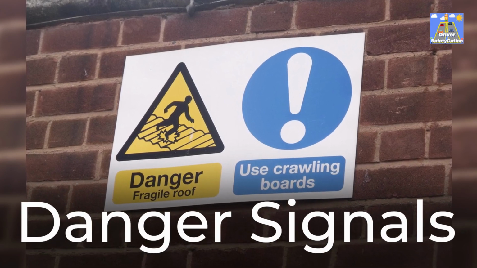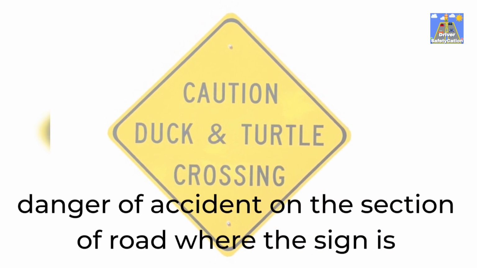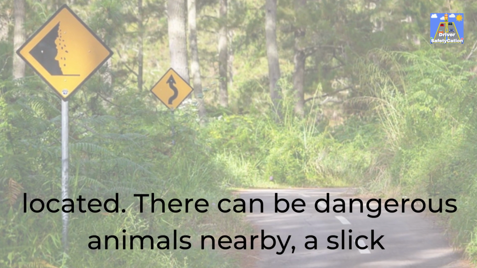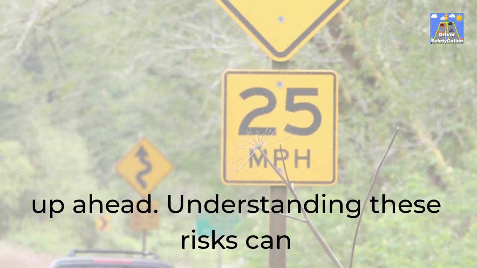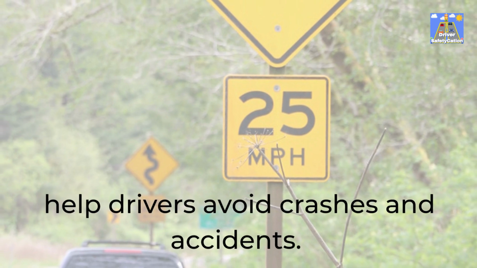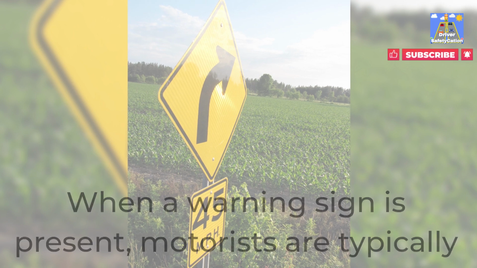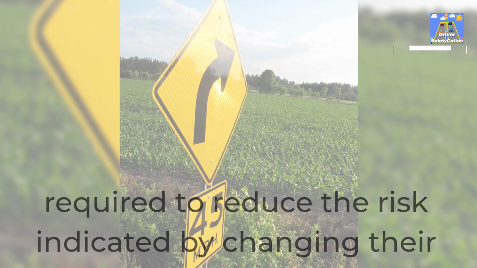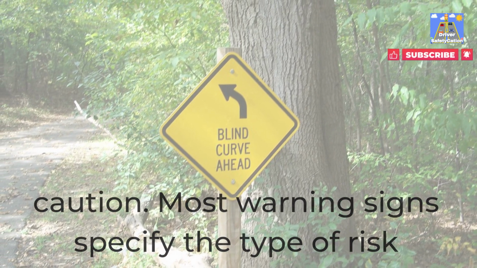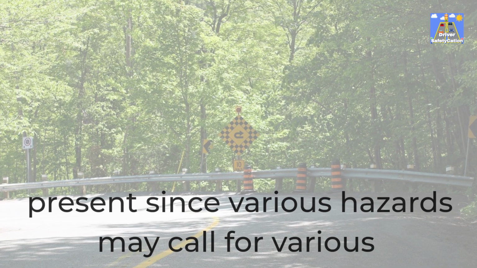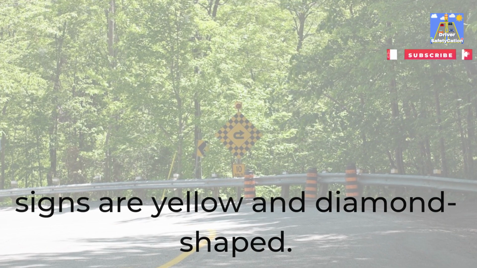Warning signs. Drivers are warned by warning signs that there is a higher danger of accident on the section of road where the sign is located. There can be dangerous animals nearby, a slick patch of pavement, or an unexpected curve on the road up ahead. Understanding these risks can help drivers avoid crashes and accidents. When a warning sign is present, motorists are typically required to reduce the risk indicated by changing their speed and/or position on the road while exercising caution. Most warning signs specify the type of risk present since various hazards may call for various responses. Though there are exceptions, most warning signs are yellow and diamond-shaped.